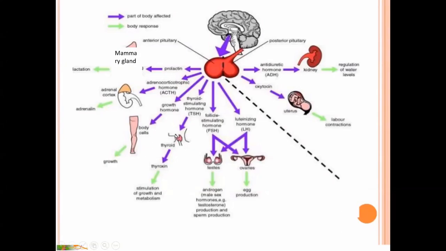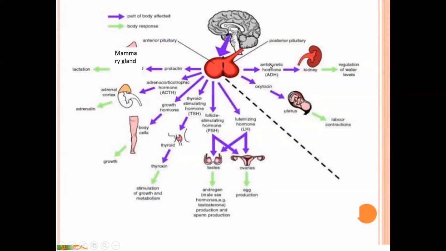Thyroid stimulating hormone functions on the thyroid gland, producing thyroxine. The main function of thyroxine is stimulation of growth and also metabolism. These 2 hormones are FSH and LH, follicle stimulating hormone and luteinizing hormone. These function on the testes and ovaries, and assist in the production of androgens and also eggs. And these are all the hormones produced by the anterior pituitary gland.